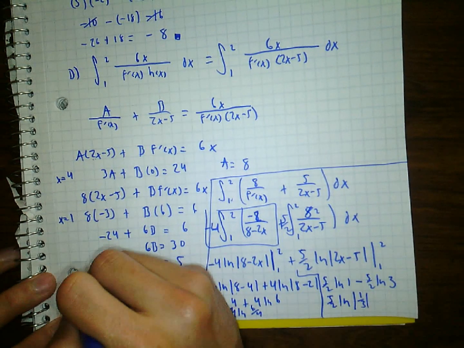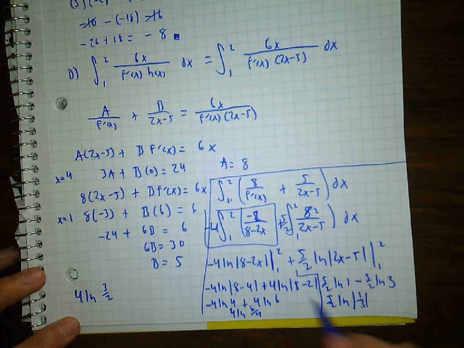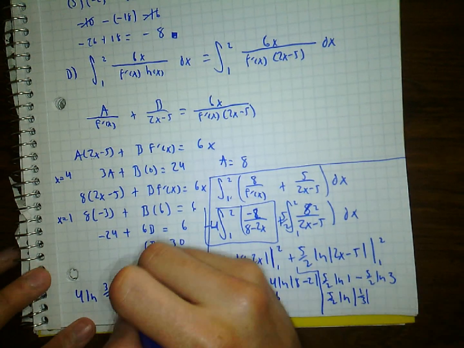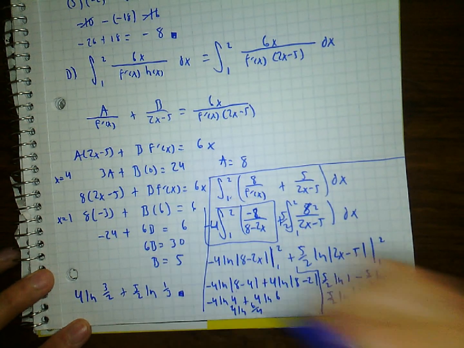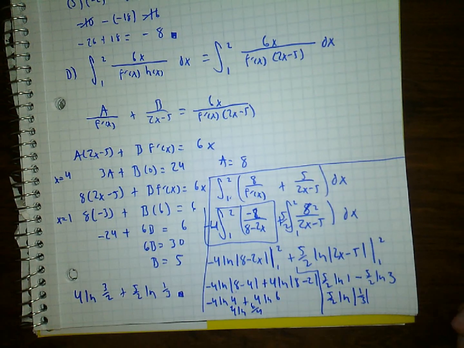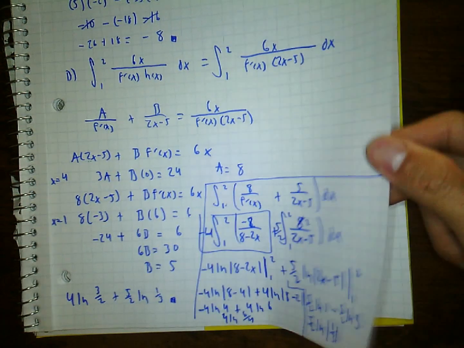I have 4 ln of 3 halves plus 5 halves ln of 1/3. And I wouldn't really go any further than that. And to be honest with you, I think that should be pretty acceptable for them. Okay? Alright, so that should be part D, which leaves us with part E.